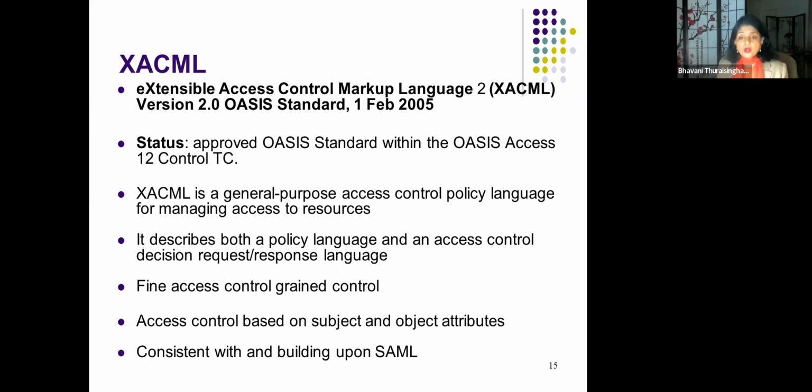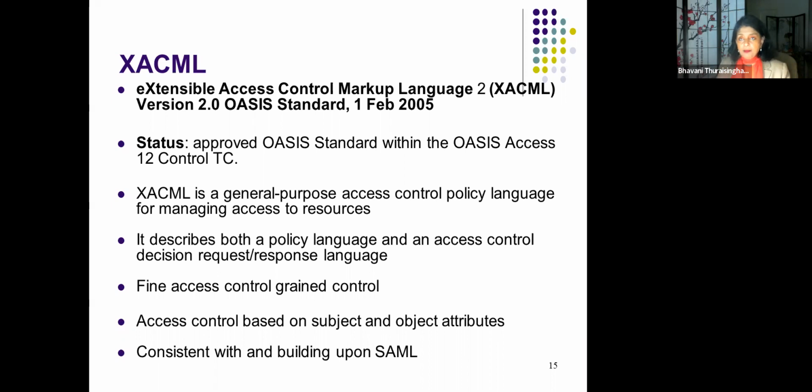Okay, so it's an approved standard by OASIS, right? Remember, the sister standards organization to W3C. It's a general purpose access control policy language as well as a model. It describes both the policy language and the access control decision request response language. It's fine-grained access control based on subject and object attributes. So it's attribute based. So I come and present my credentials as my attributes and the object has attributes.